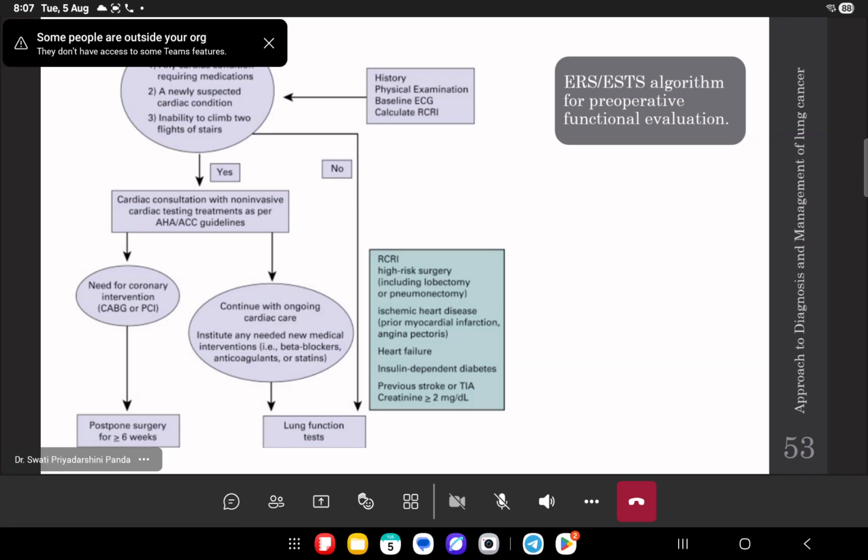If it needs coronary intervention, CABG or PCI, postpone the surgery for more than 6 weeks. If continuing with ongoing cardiac care, then institute any new medical intervention like beta blockers, anticoagulants, or statins, and then do the lung function test. And RCRI high-risk surgery includes lobectomy or pneumonectomy, ischemic heart disease, prior heart failure, insulin dependent diabetes, previous stroke or TIA, and serum creatinine more than 2 milligrams per deciliter.